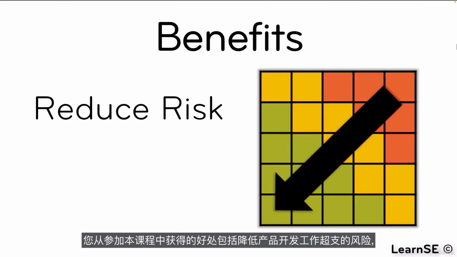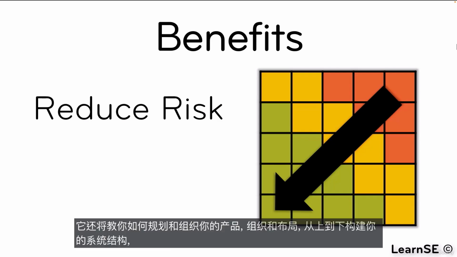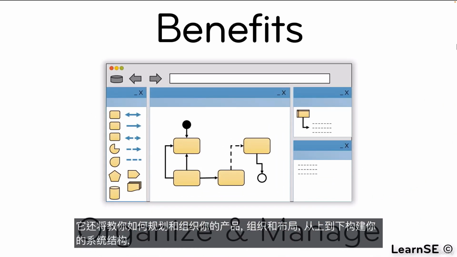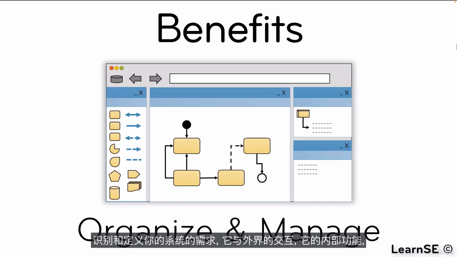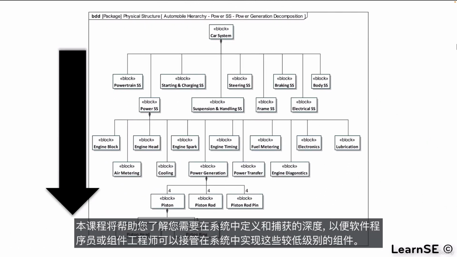The benefits you gain from taking this course include reducing the risk of overspending your budget for your product development effort or exceeding the schedule that you've laid out. It will also teach you how to plan and organize your product's organization and layout by architecting the structure of your system from the top down, identifying and defining your system's requirements, its interactions with the outside world, its internal functions, and its widgets or components. This course will help you learn how far down into your system you need to define and capture, deep enough that software programmers or component engineers can then take over, implementing those lower-level components within your system.